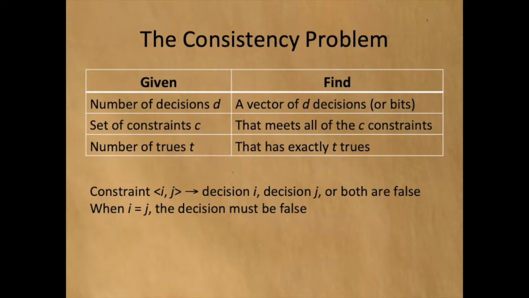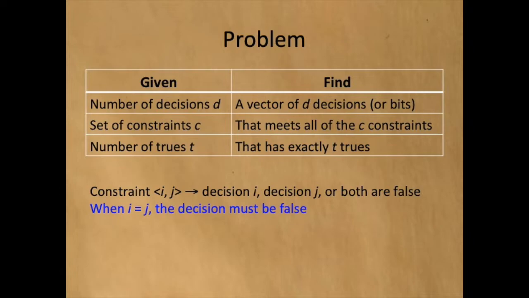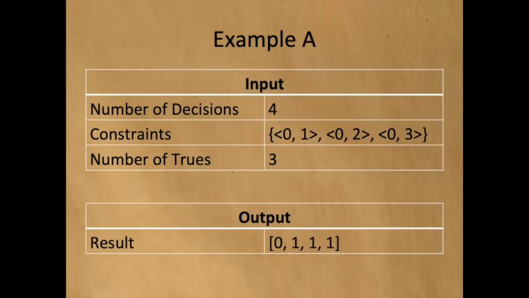The consistency problem is this. Given a number of decisions, a set of constraints, and a number of truths, find a vector of decisions, or bits, that has the correct number of decisions, that meets all of the constraints, and that has exactly t truths. Each constraint is a pair of numbers i, j, which means that decision i and decision j, or both, must be false. Decision i and decision j may not both be true at the same time. When i equals j, then the decision must be false.